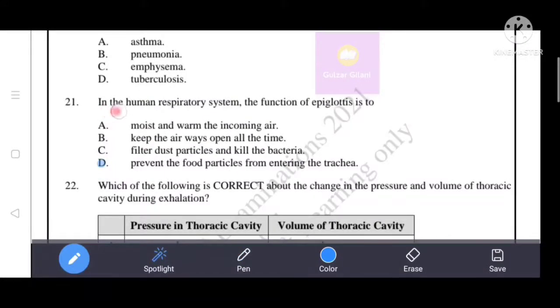Next question. In the human respiratory system, the function of the epiglottis is to, of the given options, the correct answer is option D, that is prevent the food particles from entering the trachea. Means option D is the correct answer. The function of the epiglottis is to prevent the food particles from entering the trachea. Means option D is the correct answer.